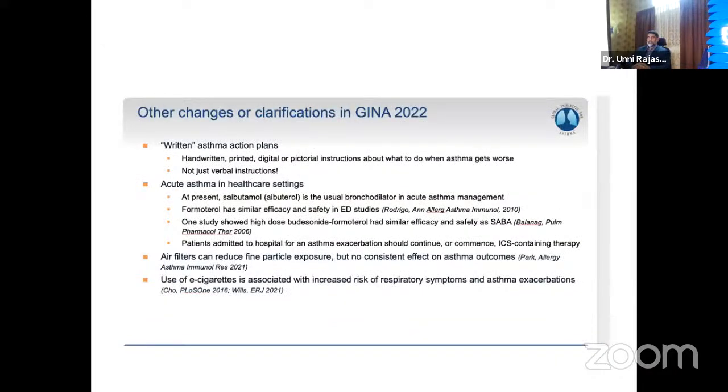There are other changes, such as clarification to use written asthma action plans. In the acute asthma healthcare setting, salbutamol is still the preferred molecule. For formoterol, some studies have shown similar efficacy and safety in emergency department studies. And one study even showed a high dose of budesonide-formoterol has similar efficacy and safety as SABA as well. There's use of air filters, which can reduce particle exposure, but no consistent effect on asthma outcomes. And use of e-cigarettes is associated with increased risk of respiratory symptoms and asthma exacerbations.